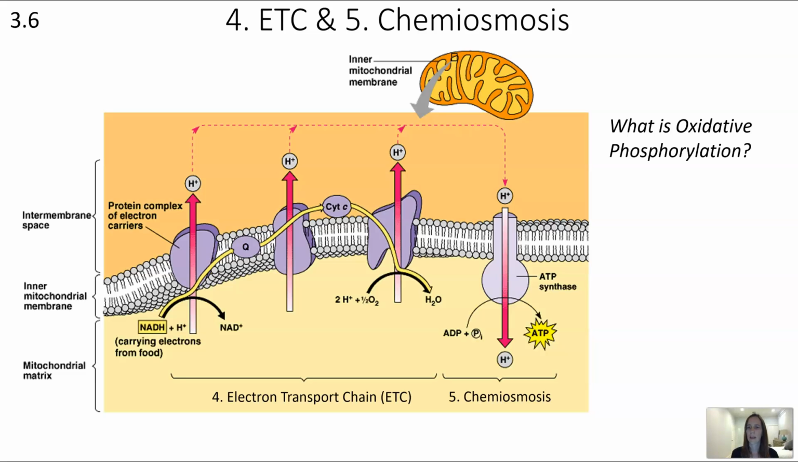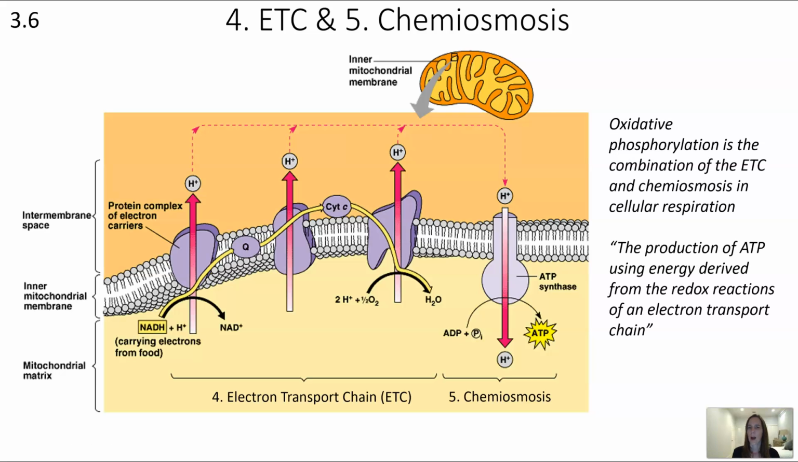So let's put this all together. What is oxidative phosphorylation? Oxidative phosphorylation is the combination of ETC and chemiosmosis in cellular respiration. Textbook definition is it's the production of ATP using energy derived from the redox reactions of an electron transport chain. You can compare this to photophosphorylation that we saw in photosynthesis. In that case, it was the combination of ETC and chemiosmosis set up by the light-dependent reactions of photosynthesis.